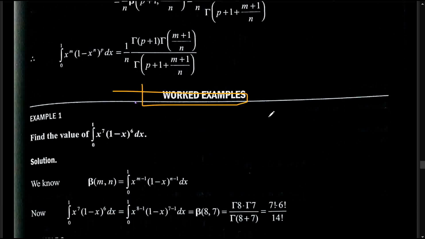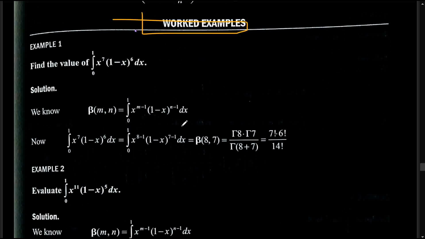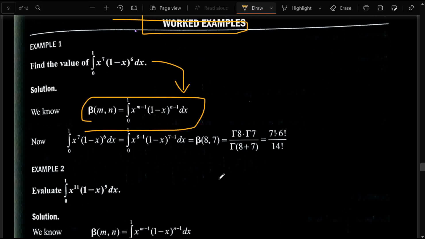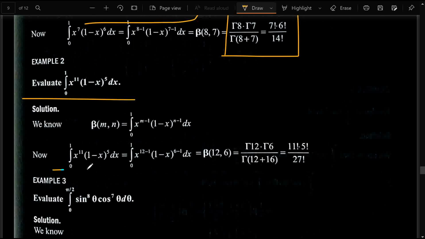First, find the value of the integral from 0 to 1 of x to the power 7 into 1 minus x to the power 6 dx. As we know the beta function is of this form, now change this into this form. So you get 8 minus 1, 7 minus 1, so 8 and 7 are m and n respectively. You know the relation between beta and gamma functions. By using that you get this, and you know that gamma of n for n greater than 1 is nothing but n minus 1 factorial. So n is 8, n minus 1 is 7, so 7 factorial, and so on. This is similar to that, you can go through it.